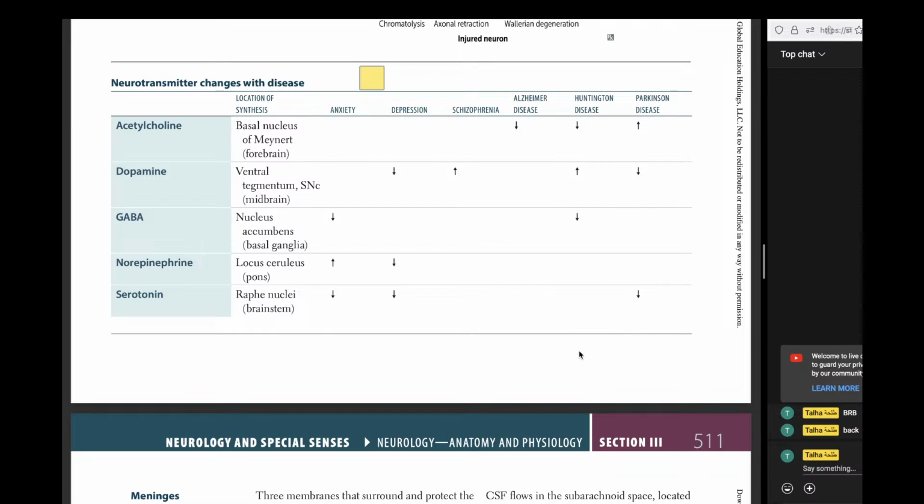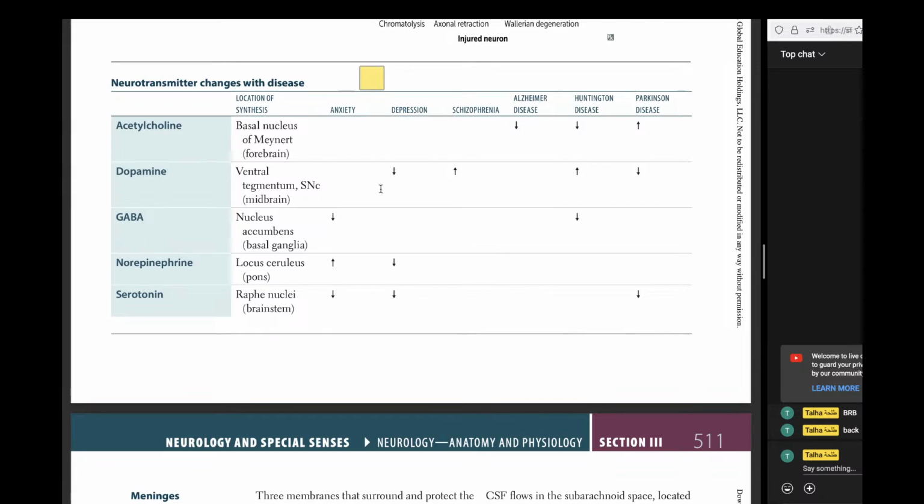Serotonin is decreased in Parkinson's, and it is decreased in anxiety and depression. And norepinephrine is up in anxiety and down in depression. So in depression, everything is down basically. GABA is decreased in anxiety and it is decreased in Huntington's disease. Okay. So serotonin and GABA are always down basically, and in depression, everything is down. And that is a part of depression.